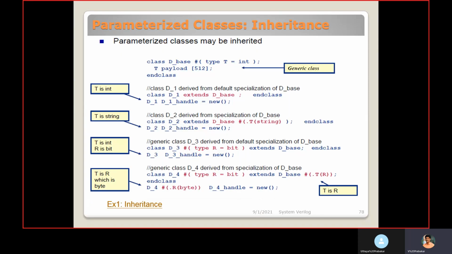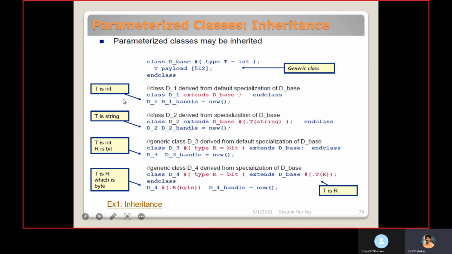Okay. Parameterized class inheritance. A parameterized class may be inherited. These are the possible ways we can inherit a parameterized class. Let's see one by one. So this is the base class. Class D base is a parameterized class, type T equal to int, so it is nothing but int type. T payload of 512. So payload is 512 size of int data type.